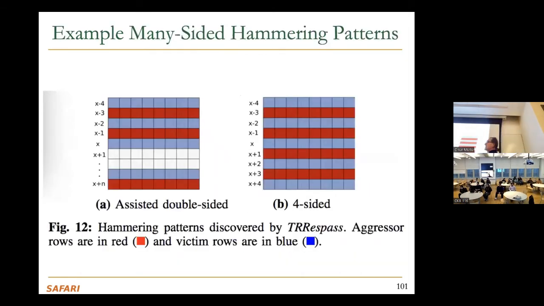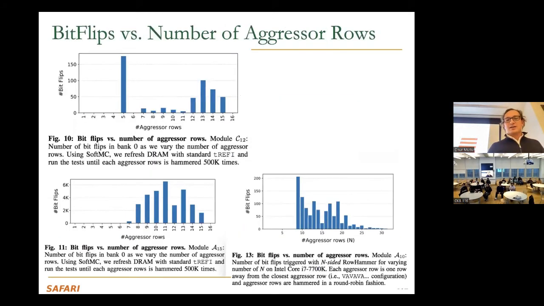So let me give you an example. These are some many-sided patterns. These 2 rows are aggressor rows, and then you have another row. So if the DRAM chip is able to track only 2 rows, you would bypass that, right? And this is a 4-sided pattern here, for essentially 4 aggressor rows. And you can see these are data from real DRAM chips. In some cases, you get bit flips after 5 aggressor rows. In some cases, you get bit flips after 9 aggressor rows over here.